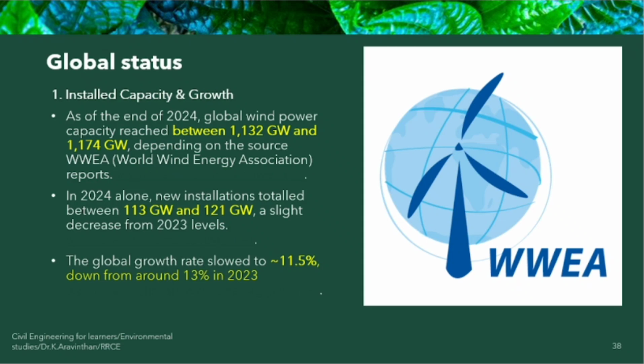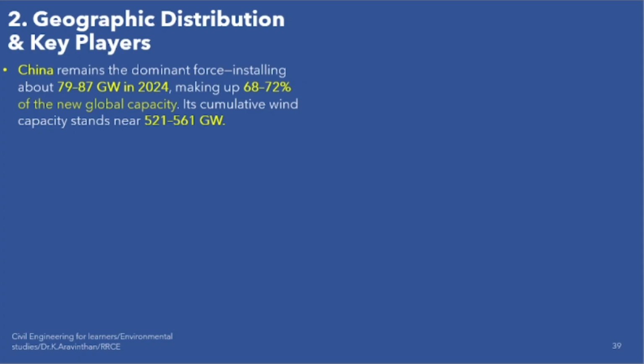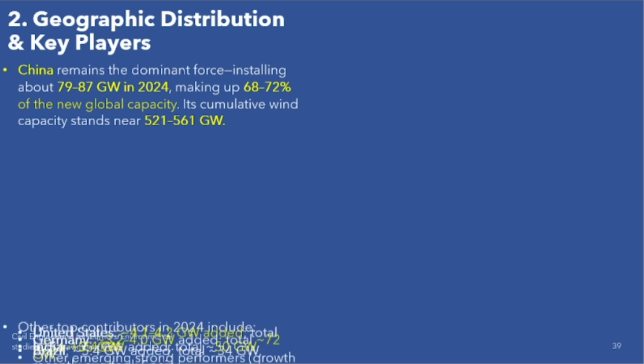The World Wind Energy Association, you have a separate association for this. How much installation is being done? They account for all the countries. Now in 2024 alone, 113 gigawatts of power have been installed. The global growth is 11.5%. Geographic distribution: China makes up 68 to 72%. They generate and they are the new global power.